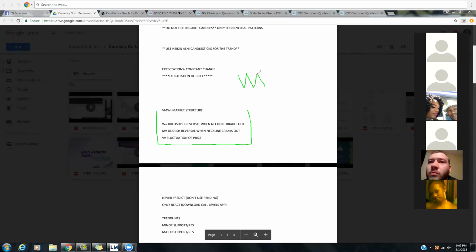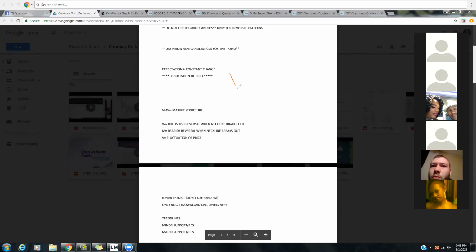I think Robert calls it a triple top or something. I can't remember exactly, but like a triple top or a triple bottom. So that can happen. So as you can see, we have the first movement here, and then here's your inverted V. So now we have 1, 2, and then you have the next movement there. So now we have our W. So you go from fluctuation of price, and a W represents a bullish reversal when the neckline breaks out.